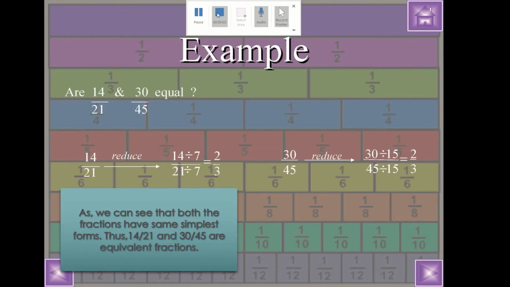Let's try to understand this with an example. Suppose we want to check whether these two fractions are equivalent or not. We just convert both the fractions to their lowest form. When we reduce 14 upon 21, we get 2 by 3. And when we reduce 30 upon 45, we get 2 by 3. Both the answers are the same. As we can see, both the fractions have the same simplest form. Thus 14 upon 21 and 30 upon 45 are equivalent fractions.